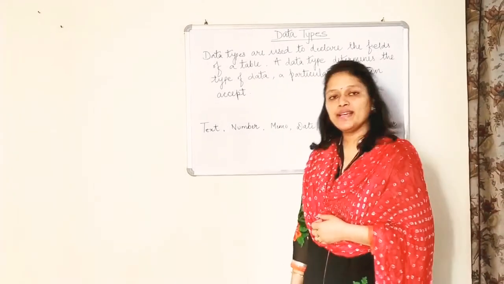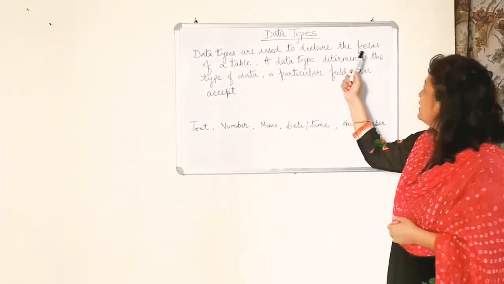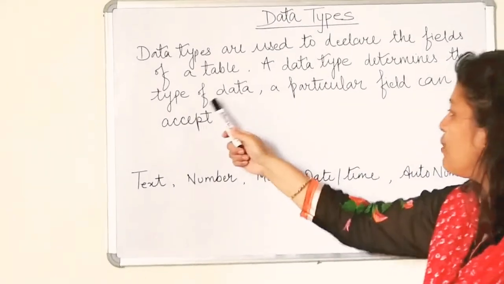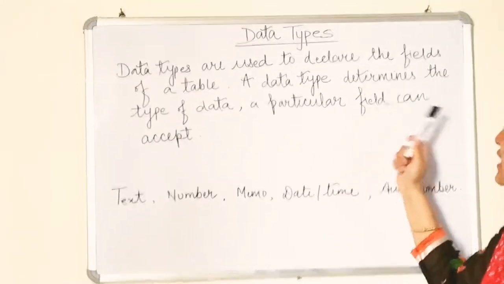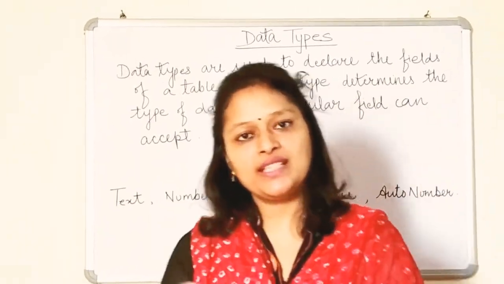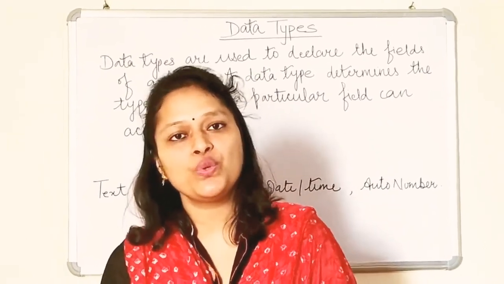Now the next topic is data types. Data types are used to declare the fields of a table. A data type determines the type of data a particular field can accept. Now you have created a database, you have created a table name, you have chosen the field names. Now you would like to store the data.